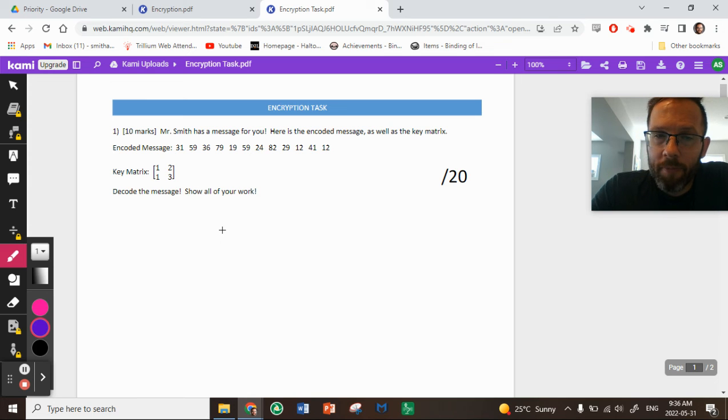Is it a dad joke? Is it some words of wisdom? Who can say? You have to decode the message. So I've given you this key matrix. I've made it pretty straightforward so that you could find the inverse pretty easily.